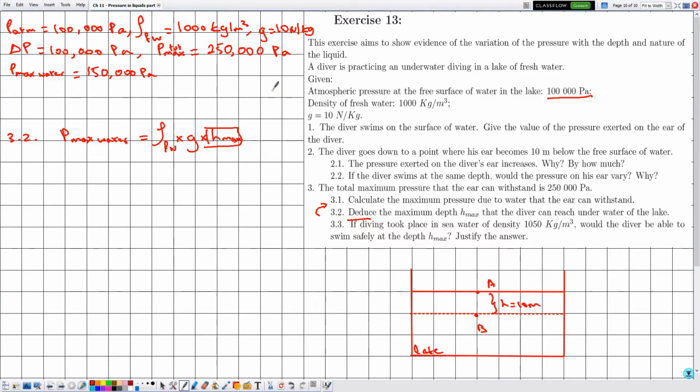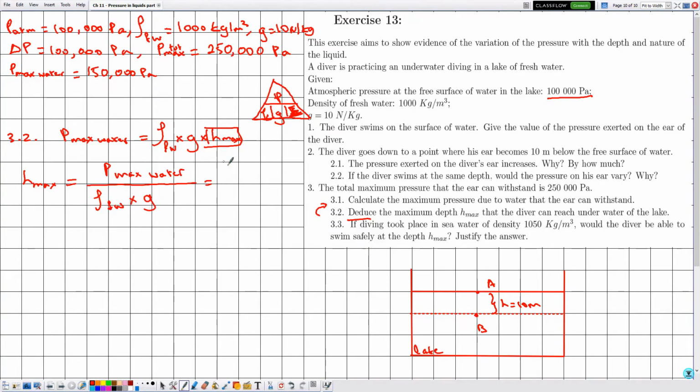So constructing the triangle of this formula, because we have a multiplication, P will be at the top, rho, G and H at the bottom. We are interested in determining H, so putting our hand over H, we get H max, given by P max water divided by rho fresh water multiplied by G.